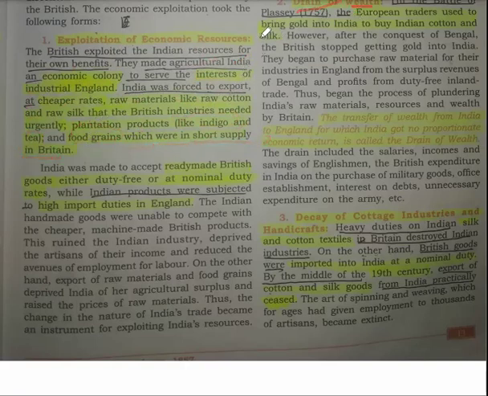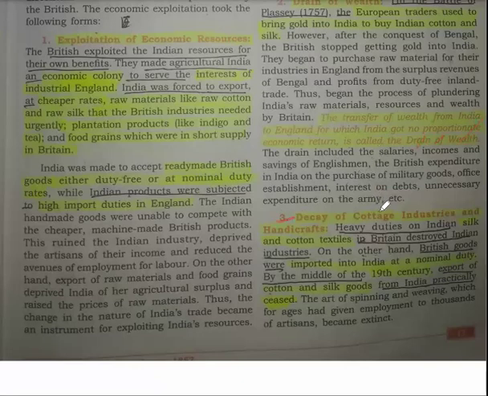Drain of wealth. Till the Battle of Plassey in 1757, the European traders used to bring gold into India to buy Indian cotton and silk. The transfer of wealth from India to England, for which India got no proportionate economic return, is called drain of wealth.